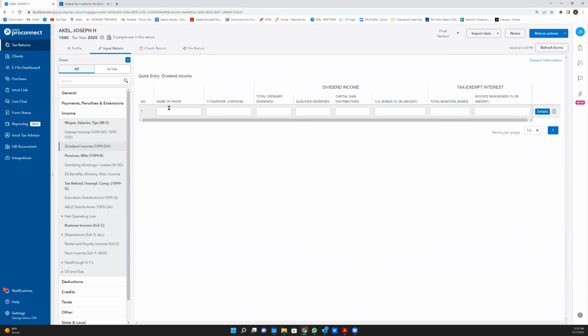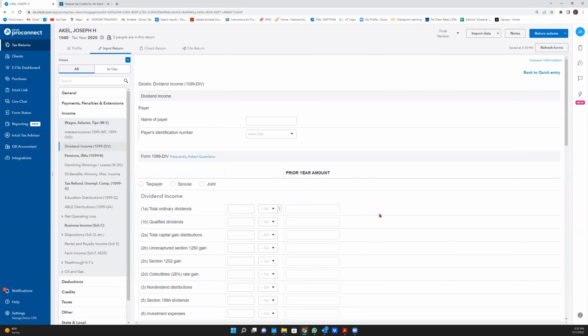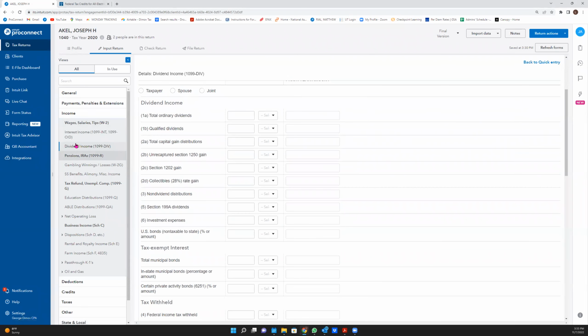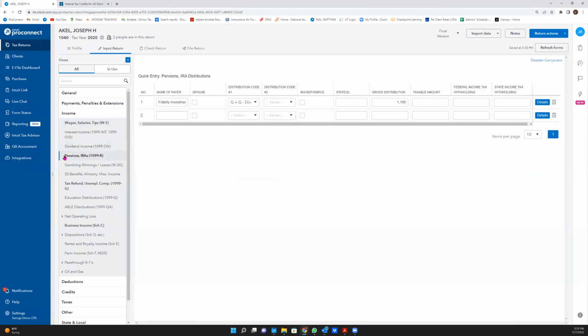Dividend income, again, follow the form. And what I do suggest the first few times, click on the details. You're going to put the name of the payer, payer's identification number. This is usually a bank or a brokerage account. And then you will simply follow, 1A total ordinary dividends, 1B qualified dividends. It's quite literally the way the form is going to look. Now, pensions.